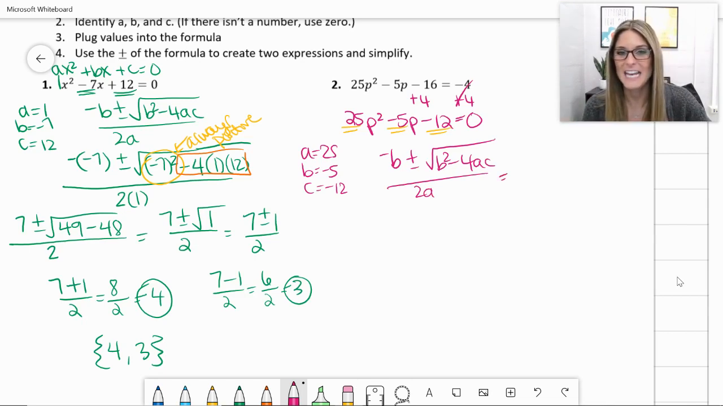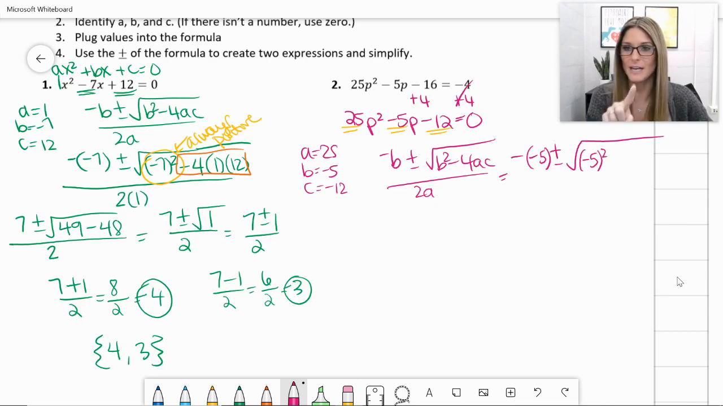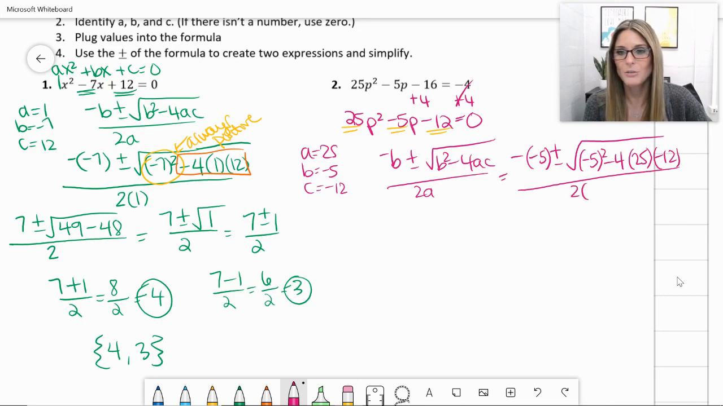All right, so let's fill it in. Negative b. My b was negative, so watch out there. Plus or minus the square root of b is getting squared, b squared, all of negative 5 will be squared. When I simplify that, that'll be a positive 25. Minus 4 times a was 25 times c, negative 12, all divided by 2 times a, or 2 times 25.